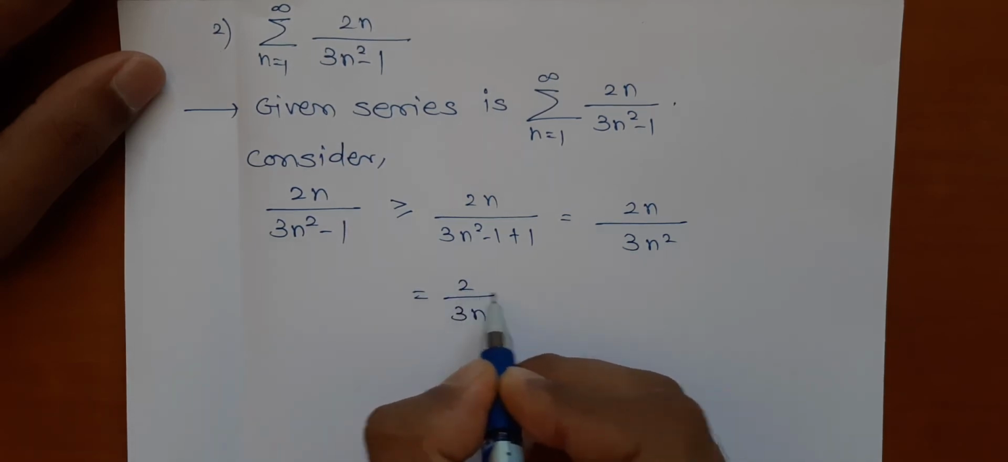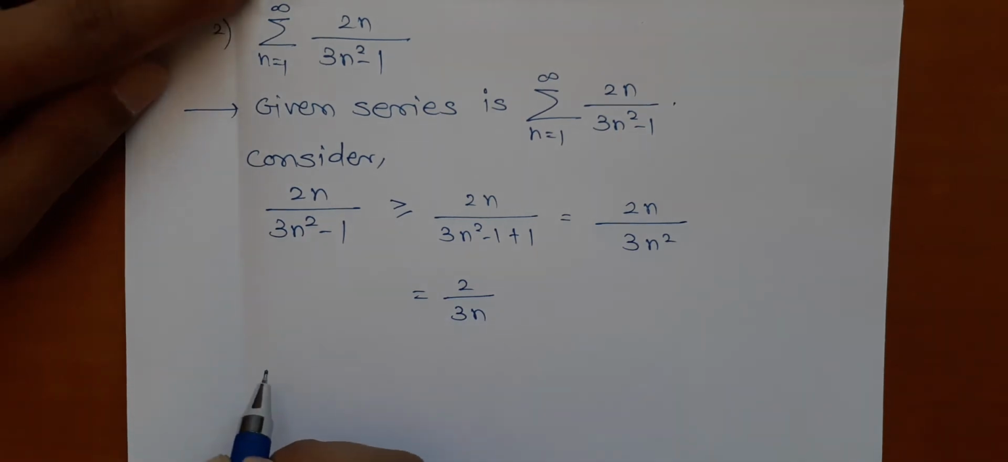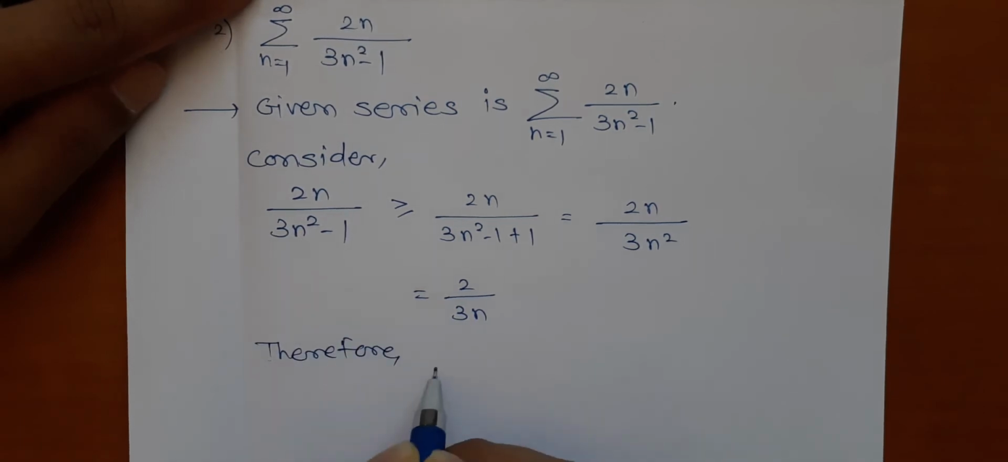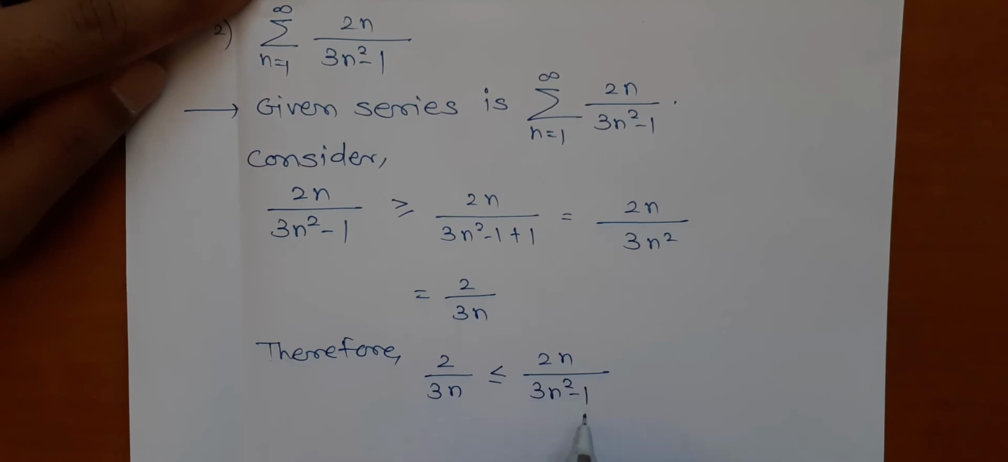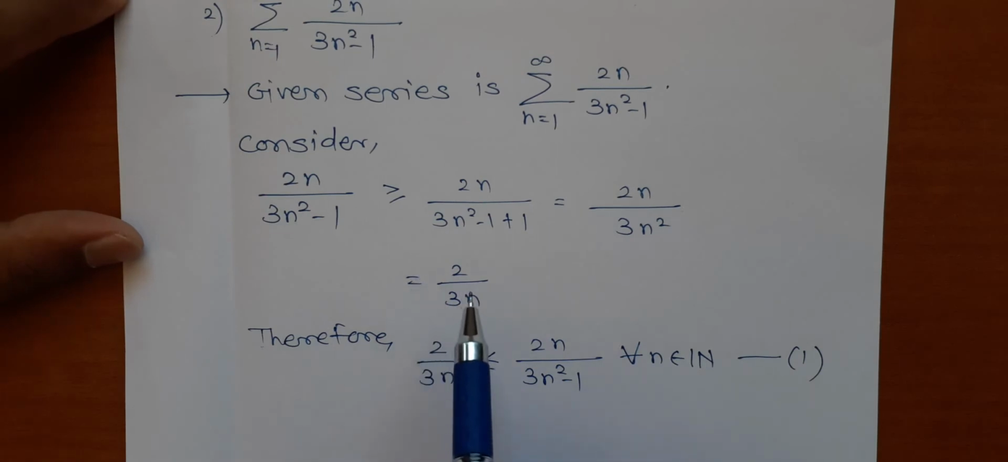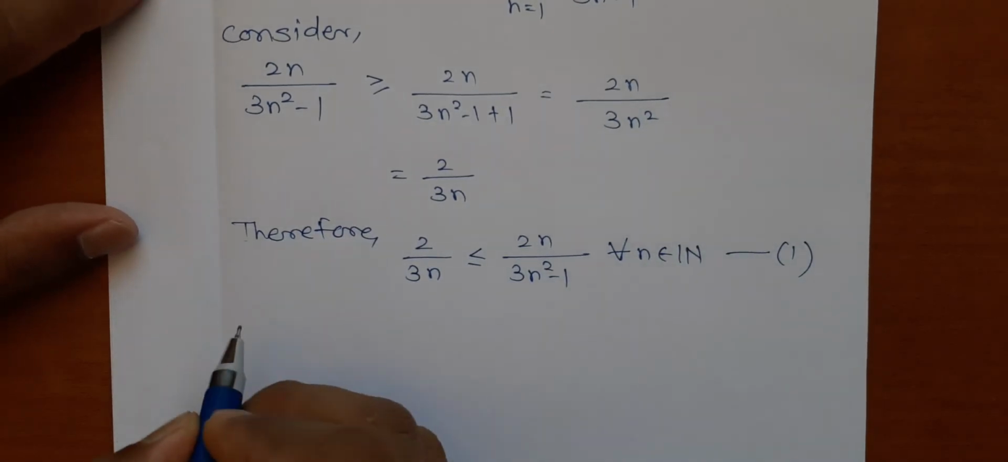So 2 is obvious. I will write the same thing in this way. Therefore, 2 by 3n is less than or equal to 2n upon 3n square minus 1 for all n belonging to the set of natural numbers. I will call it equation number 1. I have written the same thing, but the left hand side I have shifted to the right hand side, and the right hand side shifted to the left hand side. This is the only thing I have done. What do you think about this one?